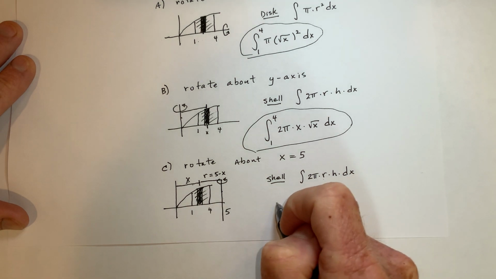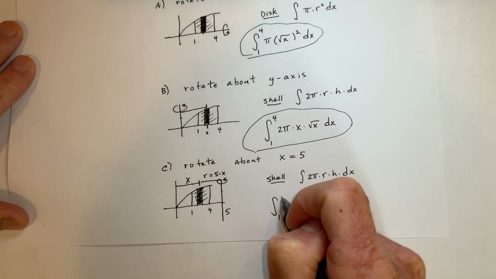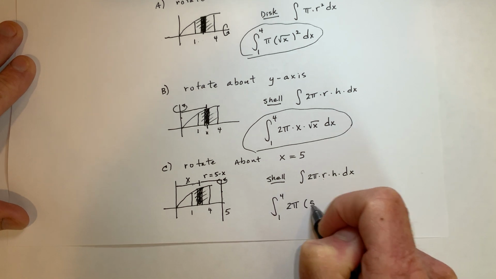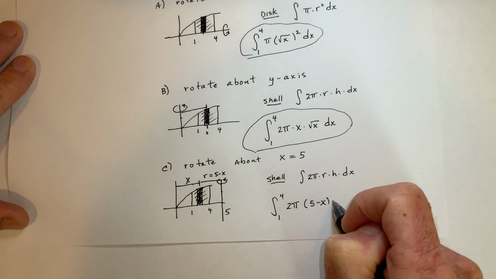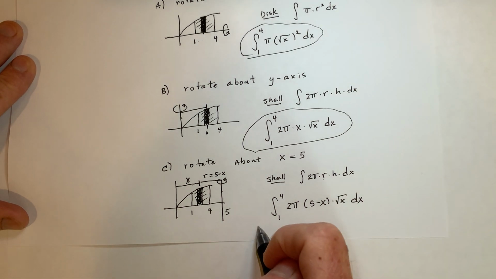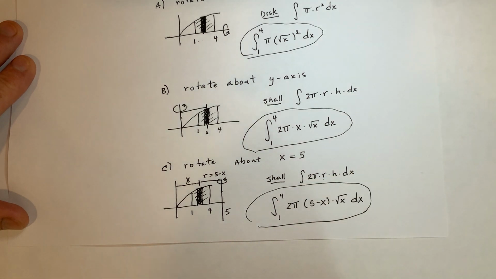So that's the r. So this one will be integrate from 1 to 4, 2 pi. The radius is 5 minus x. The height is the square root of x. And then that one is set up.